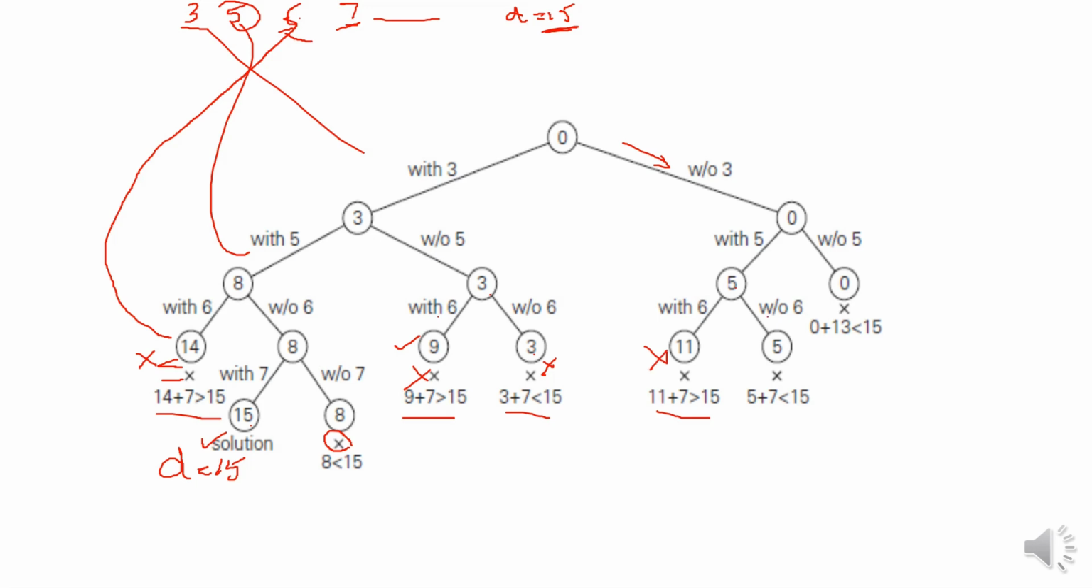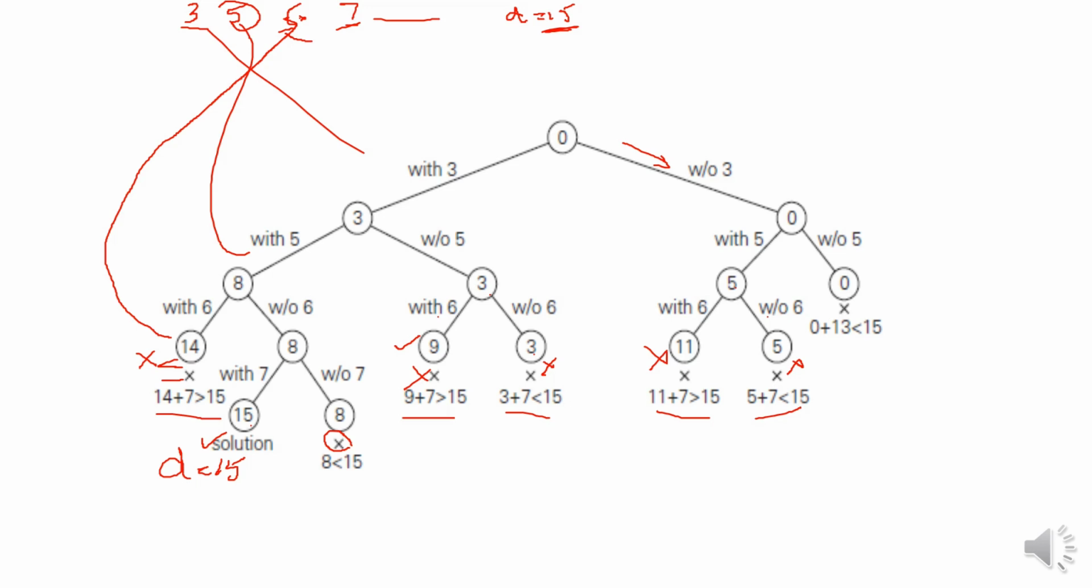If you continue with its right child, without 6 means the sum is still 5. So after 5, you are not considering 6, so you have to include element 7. So 5 plus 7 is 12. 12 is less than 15. No more elements are there. Further, even if you add, you are not going to reach the value 15 because there are no more elements to be added. So this is also a non-promising node. So it is the dead end.